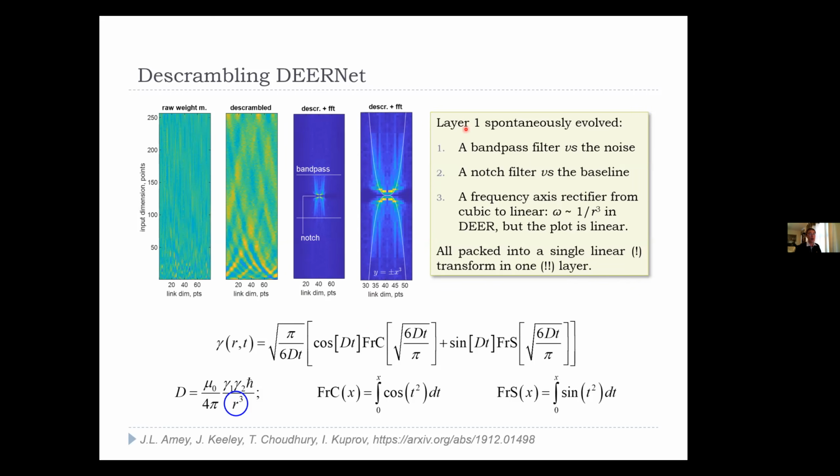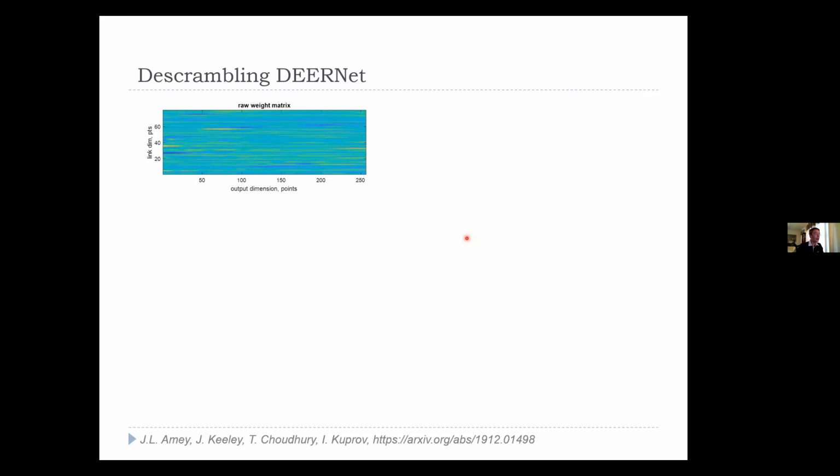So layer 1 of DEERNet spontaneously evolved a bandpass filter, a notch filter, and a frequency axis rectifier from cubic to linear, and packed it all into a linear transformation in a single layer. Now, that was getting interesting. Okay, we thought, what about the next layer in this network?